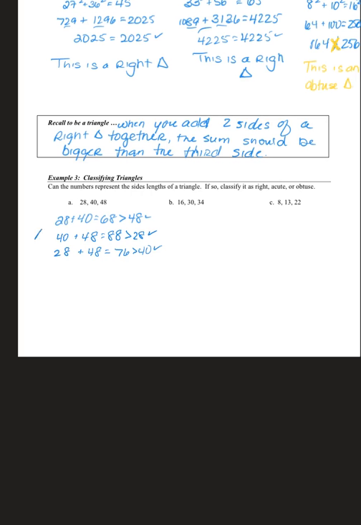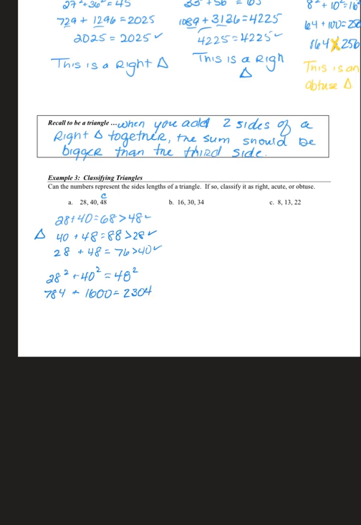So we're going to put this is a triangle. And now we have to figure out what kind of triangle it is. So the biggest number is 48. So we're going to have 28 squared plus 40 squared. Is that equal to 48 squared? Well, we don't know. That's what we're finding out. 784 plus 1600. Is that equal to 2304?